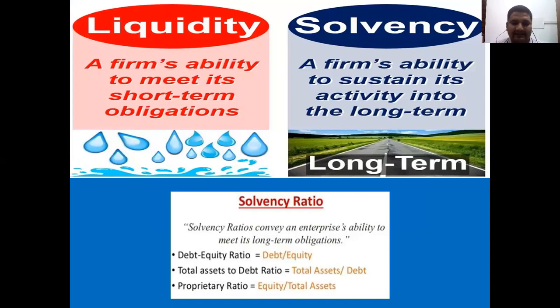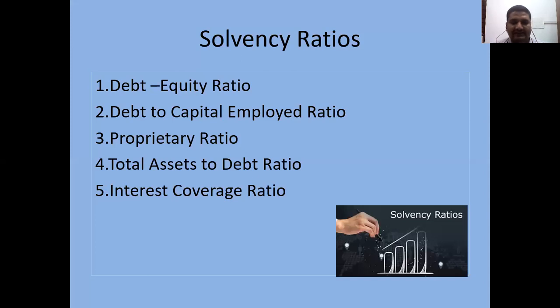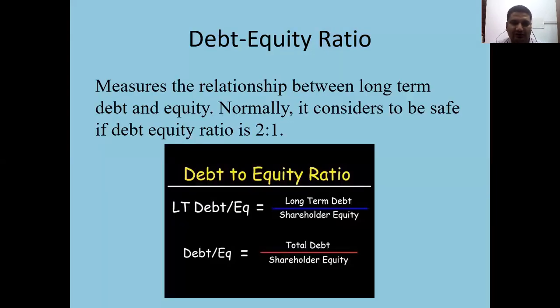Debt equity ratio equals debt divided by equity. Total assets to debt ratio equals total assets divided by debt. Proprietary ratio equals equity divided by total assets. The solvency ratios are: debt equity ratio, debt to capital employed ratio, proprietary ratio, total assets to debt ratio, and interest coverage ratio. So the debt equity ratio measures the relationship between long-term debt and equity.